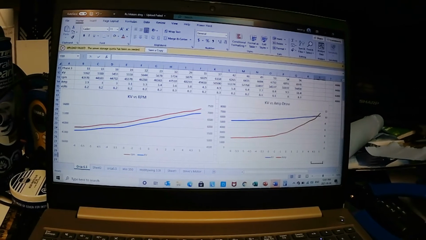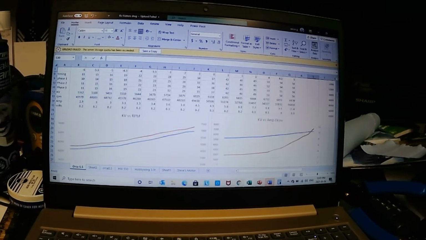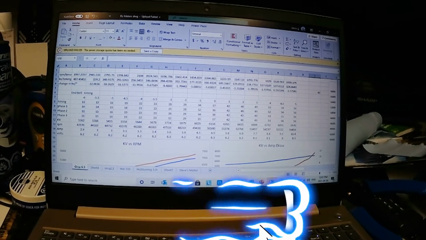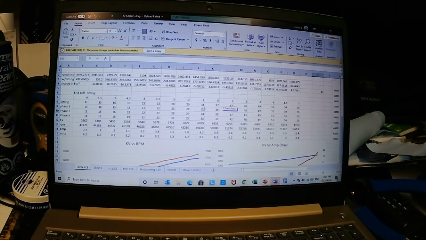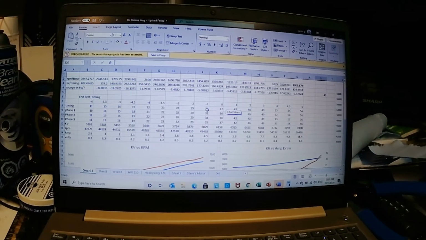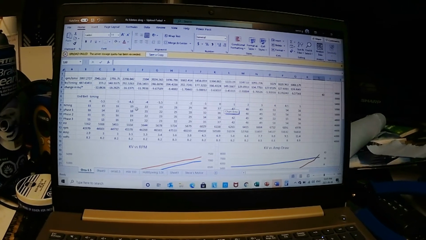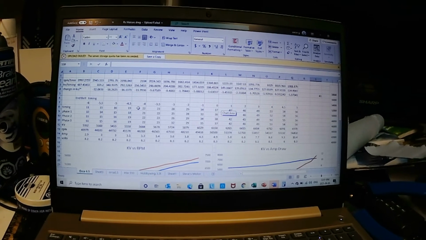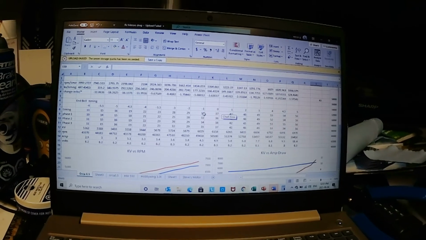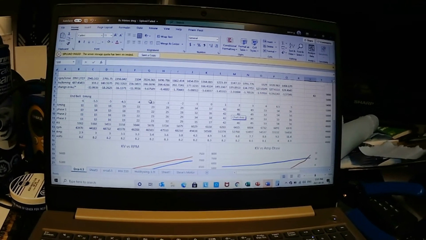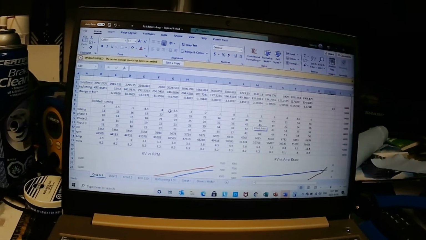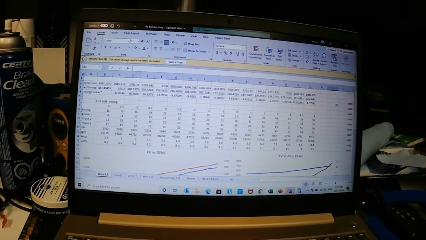I was running my motor at about 34 degrees overall timing, and I was starting with 22 degrees. Added some timing on the boost and the turbo. Yeah, so let's get into it here.